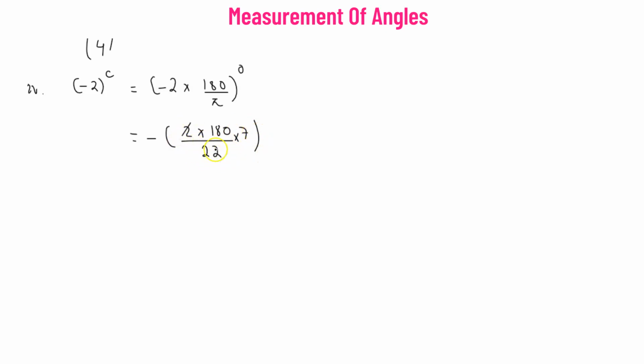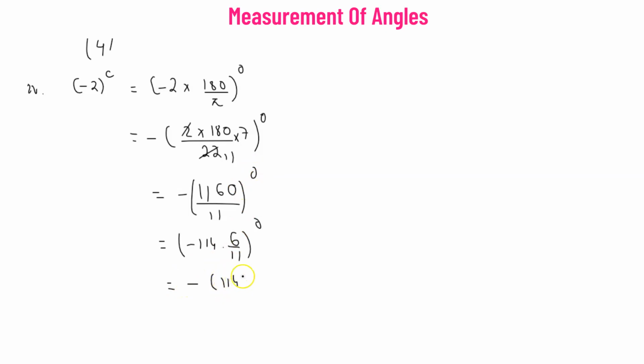22 over 7, so we're 2 times 11, that's 22. 7 times 180, so that's 1160 over 11. And if we want to write it in the mixed format, this is going to be equal to negative 1146 over 11 degrees. So this is in degrees as well. Now we have negative 114 degrees and 6 over 11 degrees.